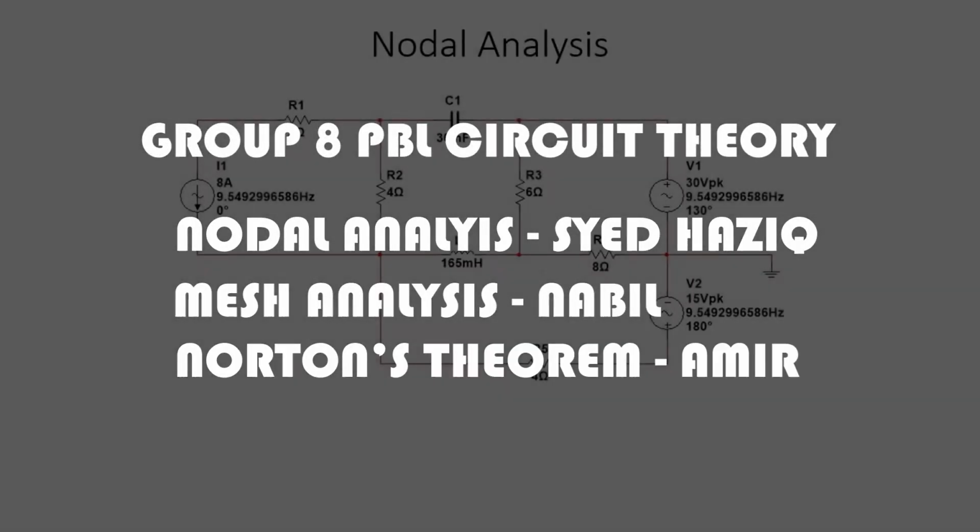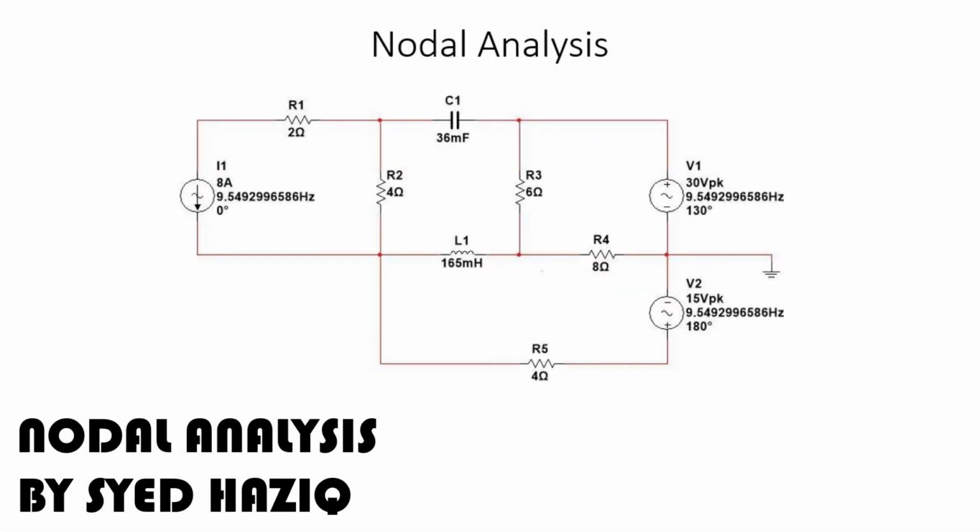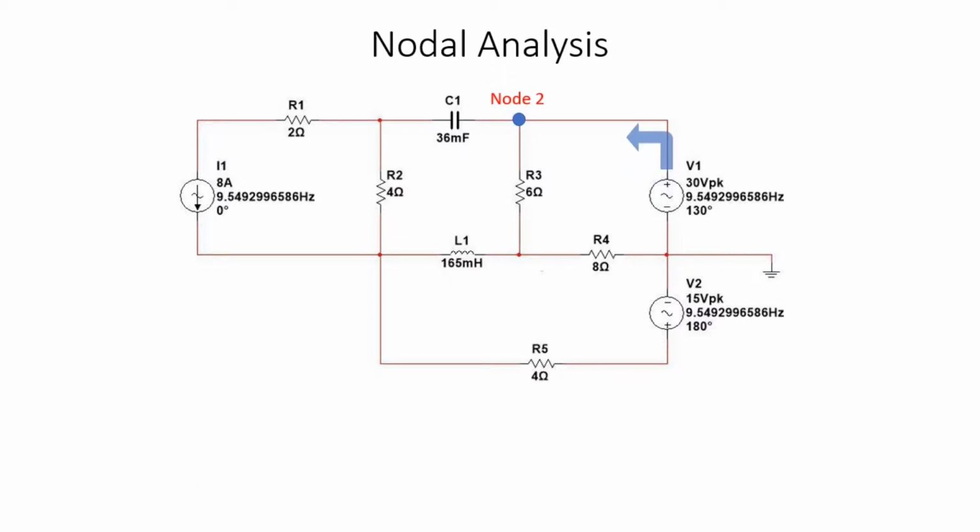This is a nodal analysis method. The nodal analysis method uses Kirchhoff's current law. The first node shown is node 2, which I named for finding V2. Node 2 is across voltage source 1, hence V2 is equal to 30 angle 130 volts. So V2 can be substituted into the other node equations.